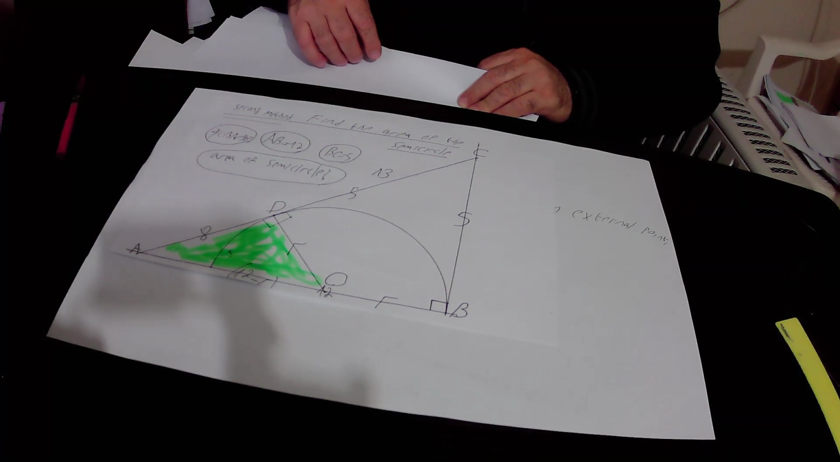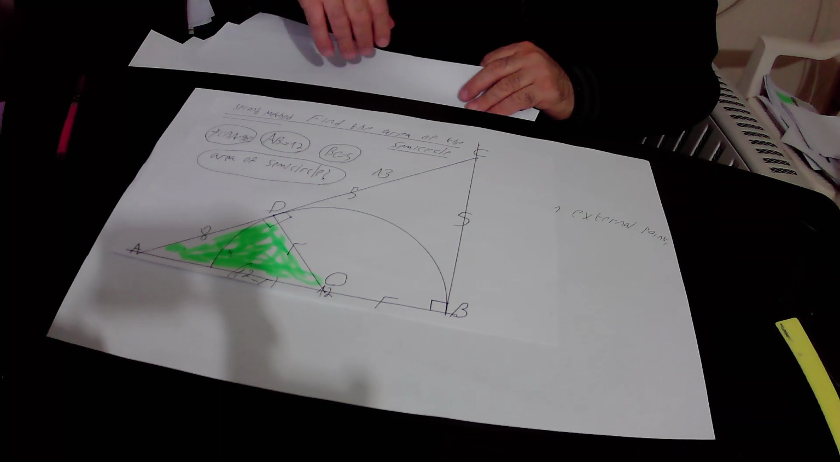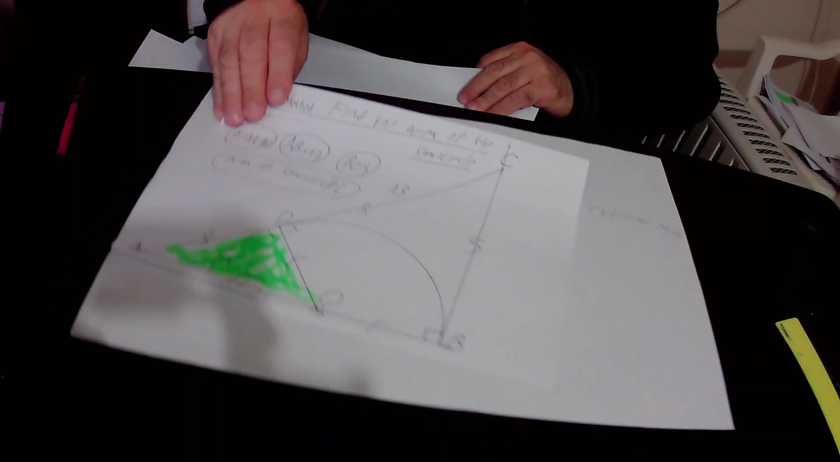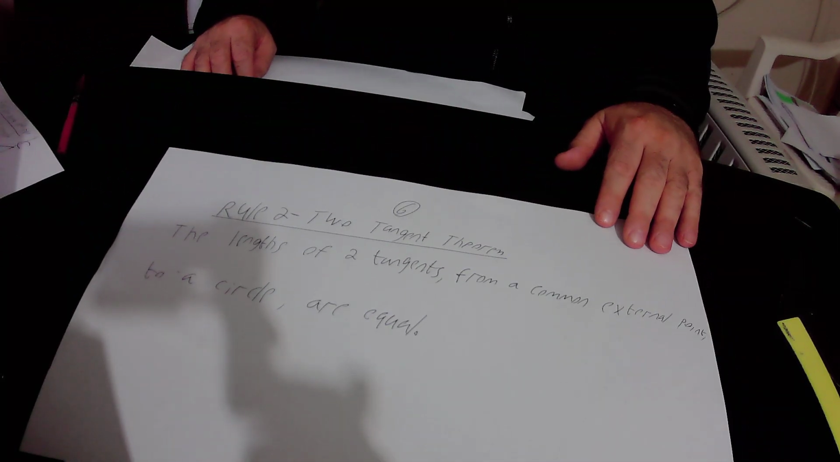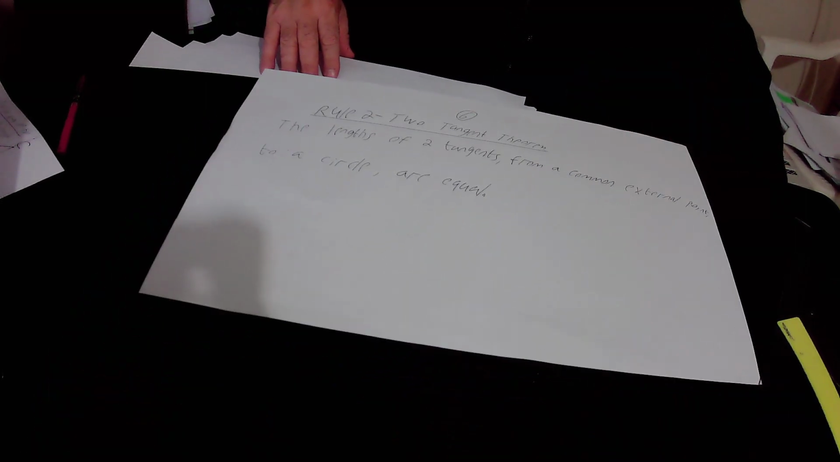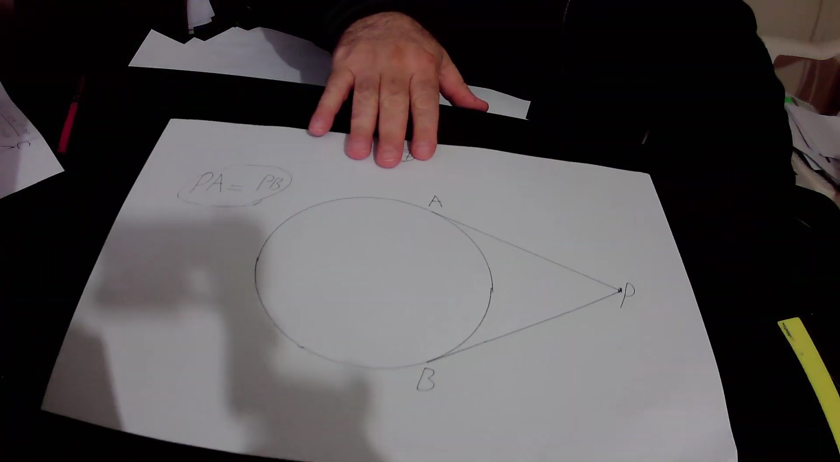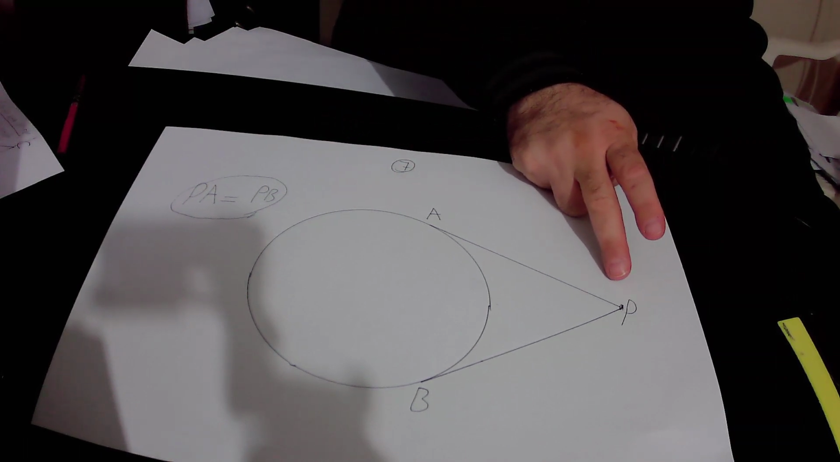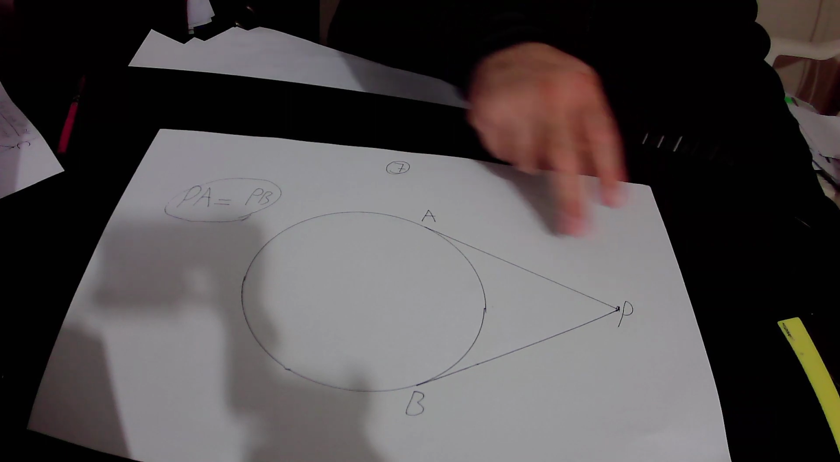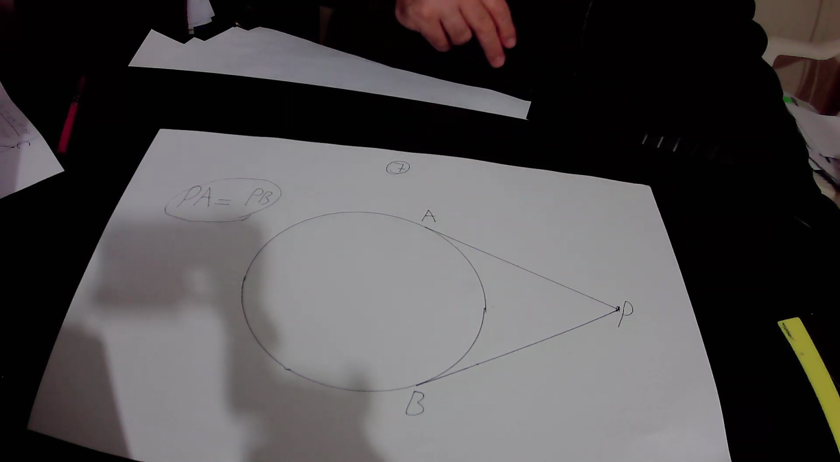And then I presented to you rule number 2. What is rule number 2? Rule number 2 is the two tangents theorem; they are the same. The lengths of two tangents from a common external point to a circle are equal. So what is the meaning of rule number 2? If we have this circle, and from the external point P we draw two tangents to this circle, then the lengths of those two tangents will be equal to each other.